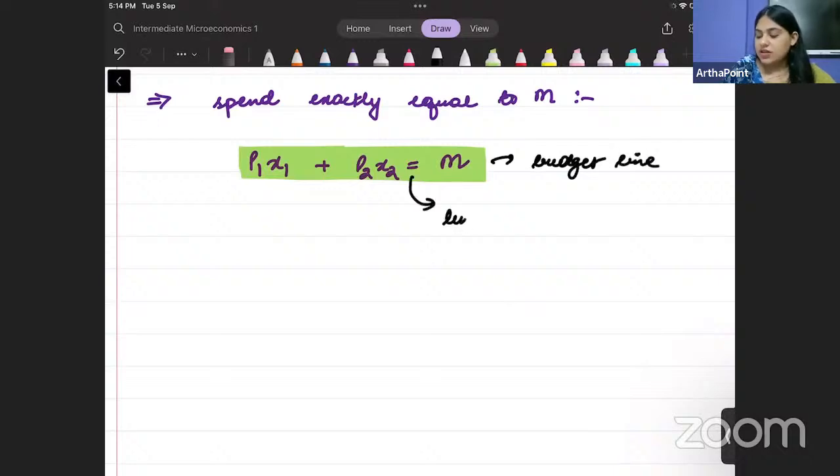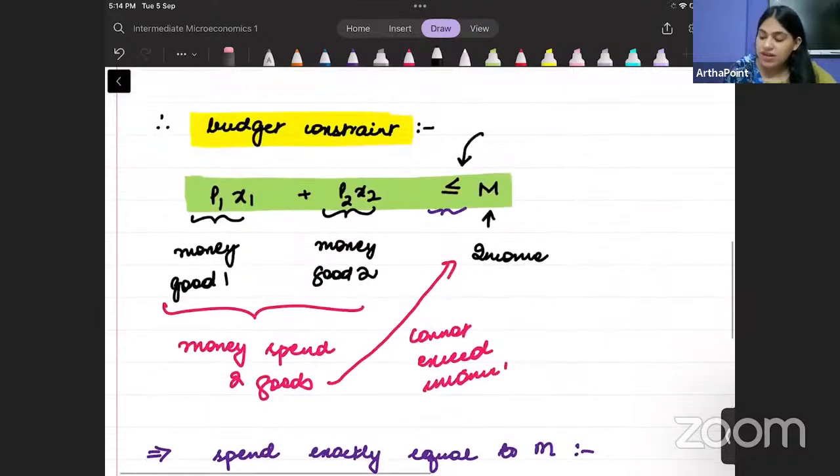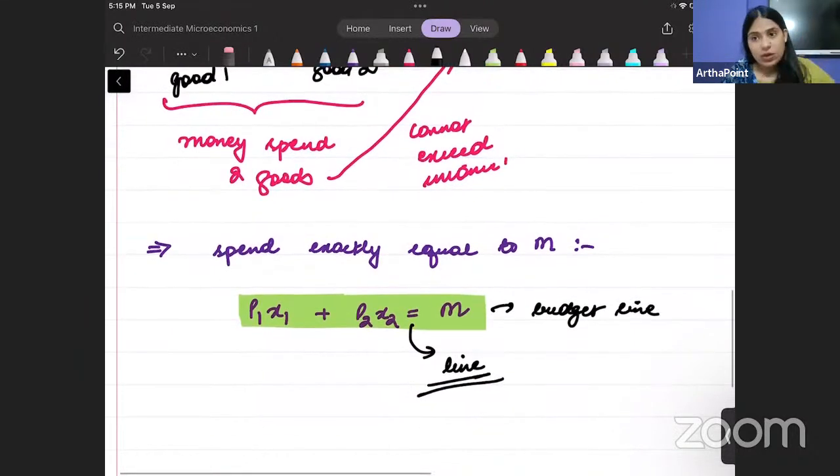Equality represents a line. This is a constraint. ये मेरे ऊपर constraint है. What do I mean by constraint? कि देखो income से ज़्यादा खर्च नहीं कर सकते हो. You cannot spend more than income, but you can spend less than income. So as long as it is less than or equal to income, that is the constraint. But if I spend exactly equal to income, that's a line.